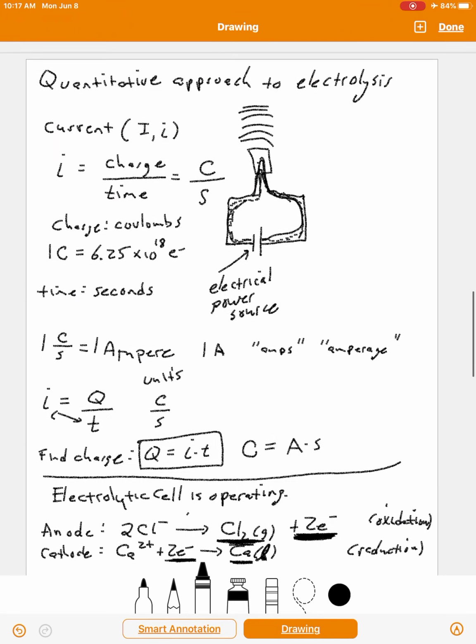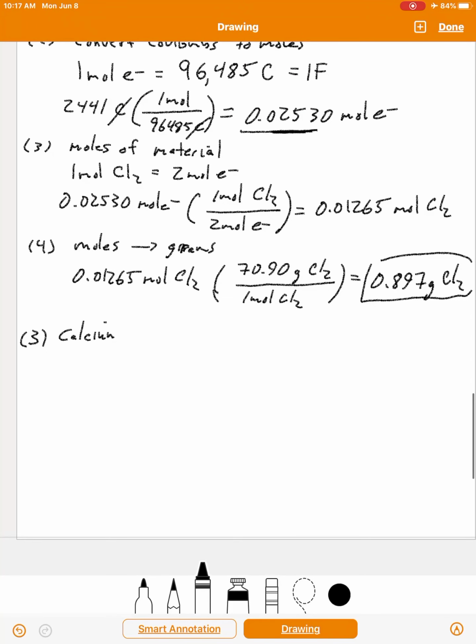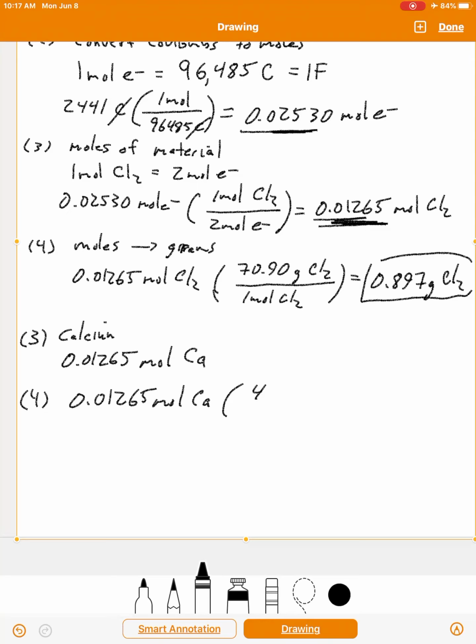And again, coming back to the half reaction for calcium, it's 1 mole of calcium for every 2 moles of electrons. So again, that's going to give us the same number we had over here, 0.01265 moles of calcium. Okay? Now, to convert that, we're going to multiply it by its molar mass. So 0.01265 moles of calcium, 40.08 grams of calcium per mole of calcium.